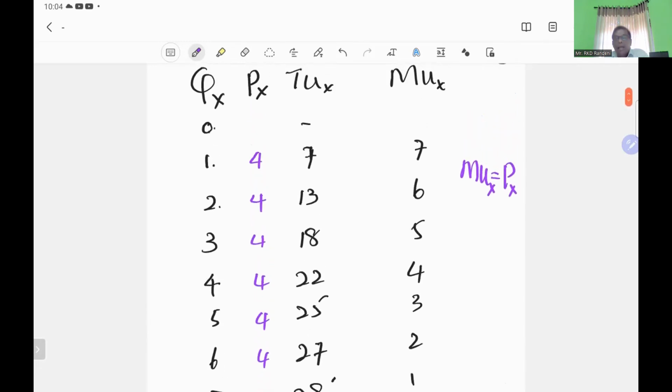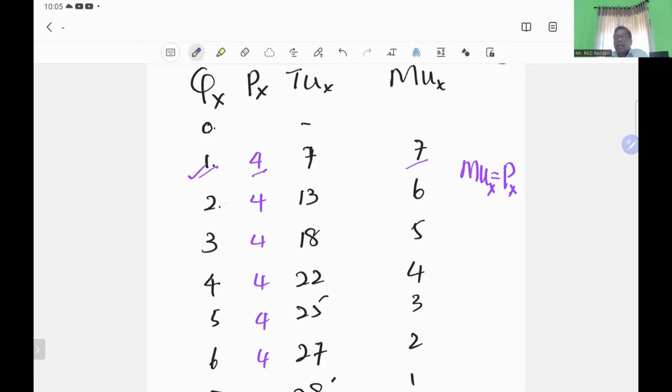Now, the consumer is consuming 1 unit of X. He has to spend 4 rupees, but he can gain 7 utils. That MU is 7. He is comparing the price and the marginal utility. The price is less than the marginal utility. The marginal utility is higher. Definitely he will buy 1 unit of X.